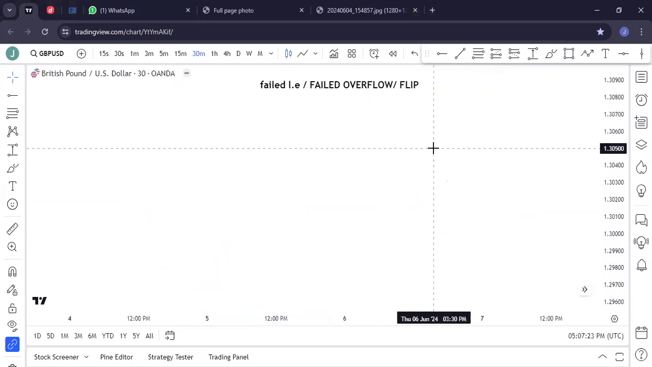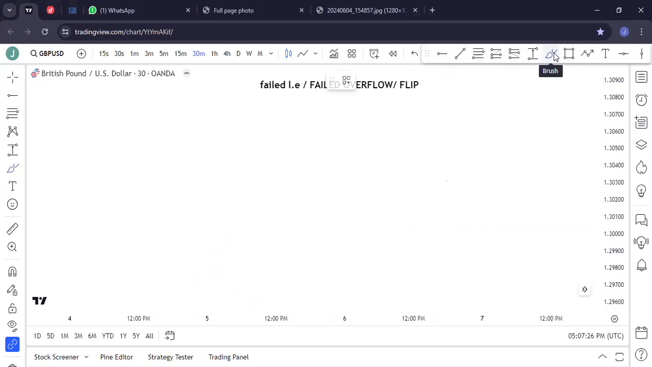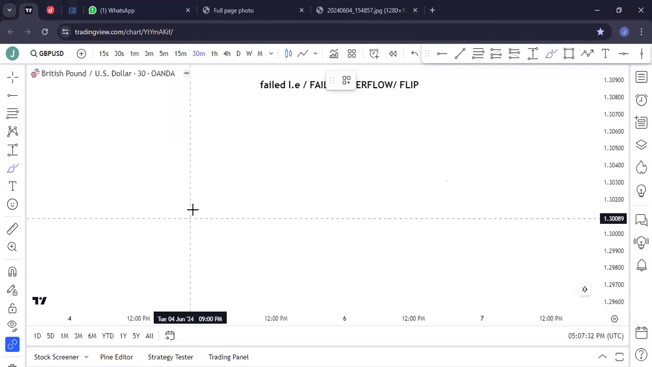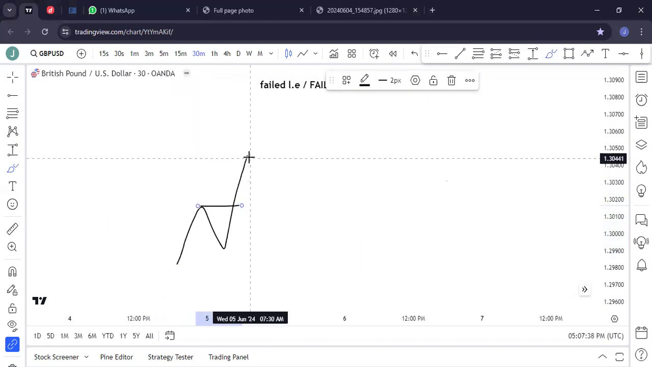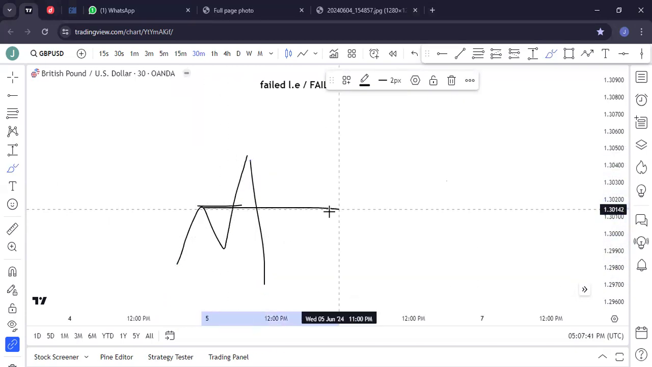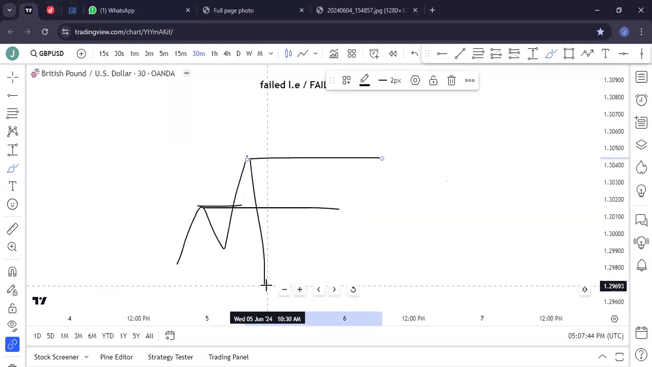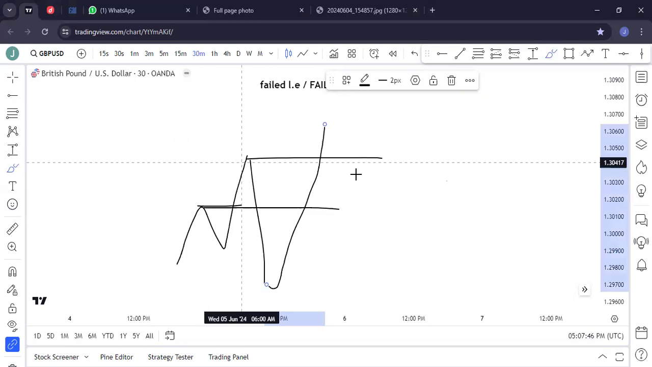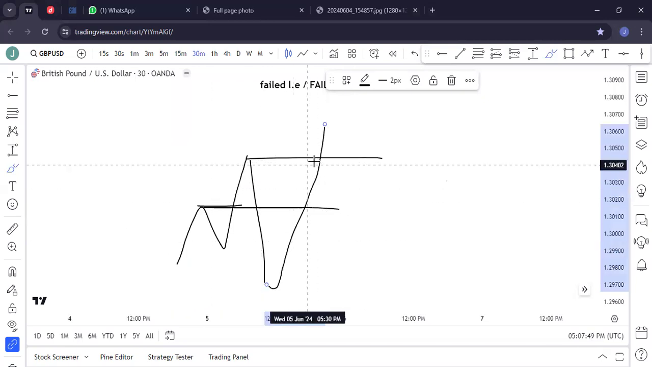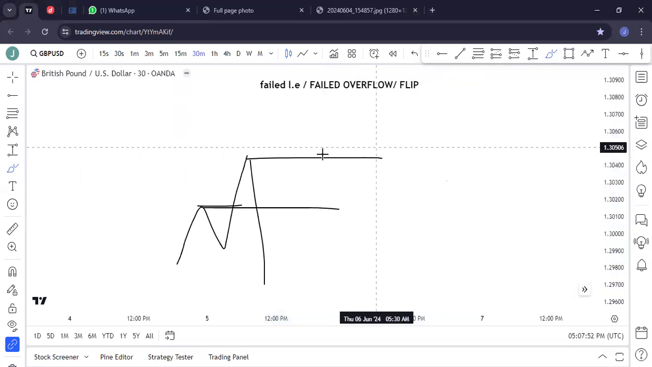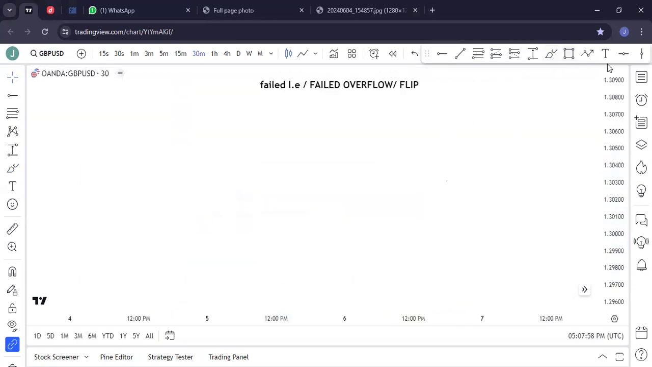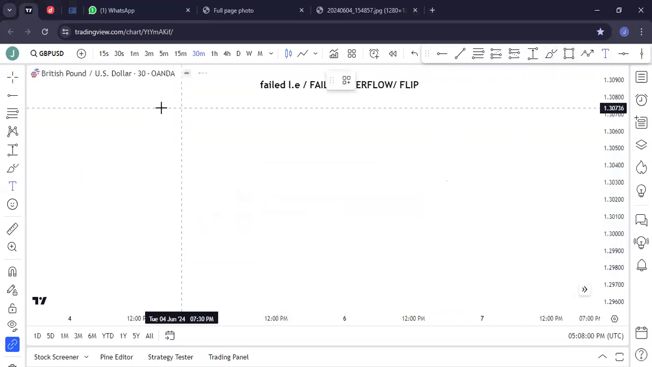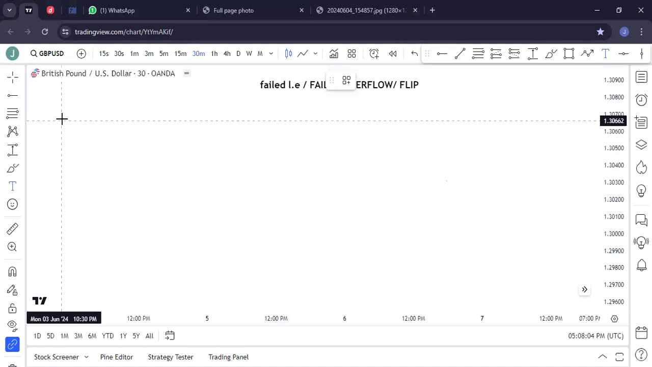So now, failed liquidity engineering is simply the liquidity engineering that failed to respect the supposed movement. For example, when the price breaks and changes character, we are supposed to enter at this point here, but we find now the market breaks this point. This is what we call failed liquidity engineering. So, same applies from the liquidity engineering. We have types of failed liquidity engineering, same as liquidity engineering.